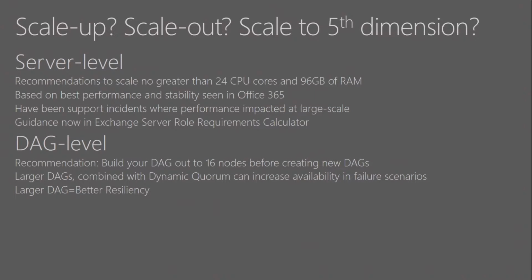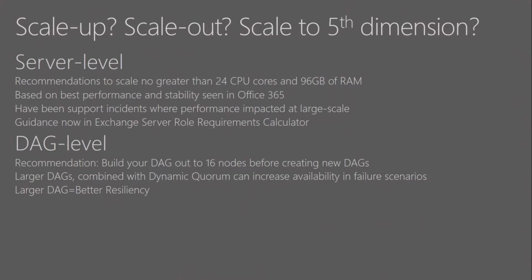Let's talk about scale for a little bit. You can talk about it at the server level or at the DAG level. We'll do both. I think it's fairly common knowledge about the current server recommendations stating you don't want to scale higher than 24 CPU cores or 96 gigs of RAM. There was a great session on troubleshooting Exchange performance with Jeff Mielef and Nasser Ali earlier this week. I highly recommend that for later viewing. It talks about this in detail.